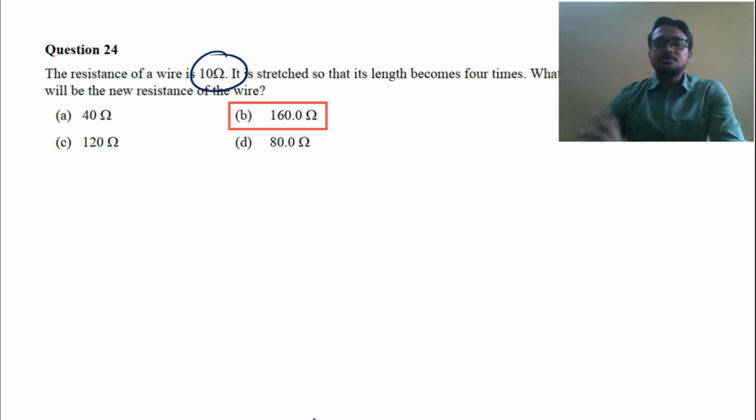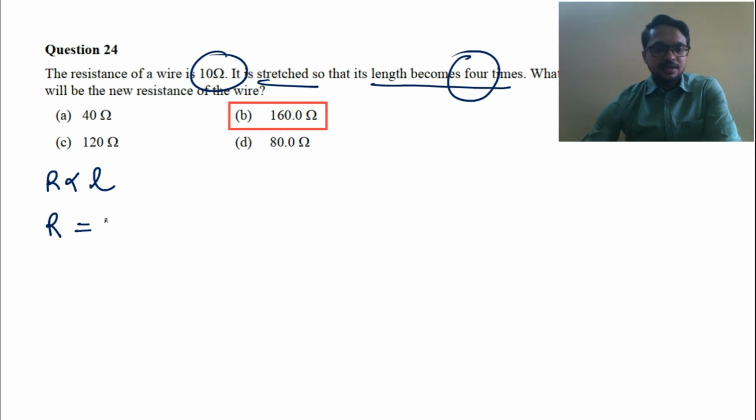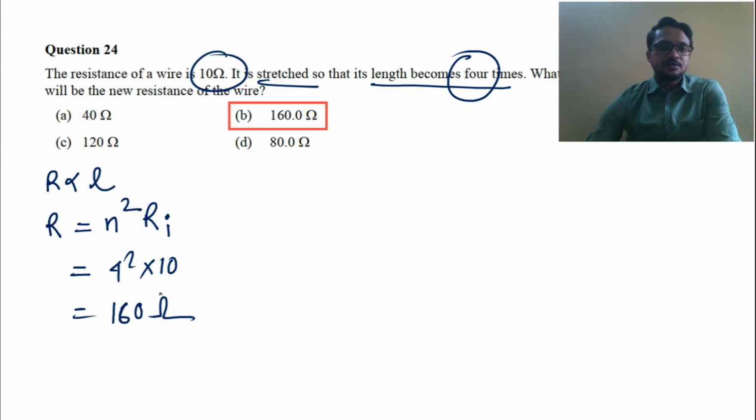Okay, here also one shortcut is there. As resistance is directly proportional to length, and the length becomes 4 times as we stretch it, the resistance will increase. If we take the factor as n, the resistance will be n square into the initial resistance. So by the shortcut method, 4 square into 10, so it is 160 ohm.